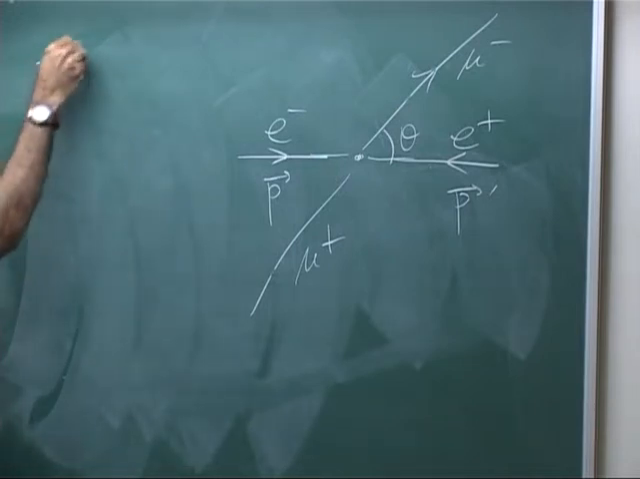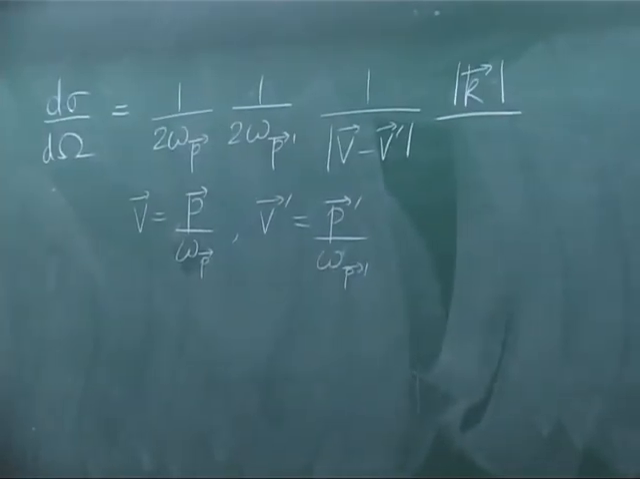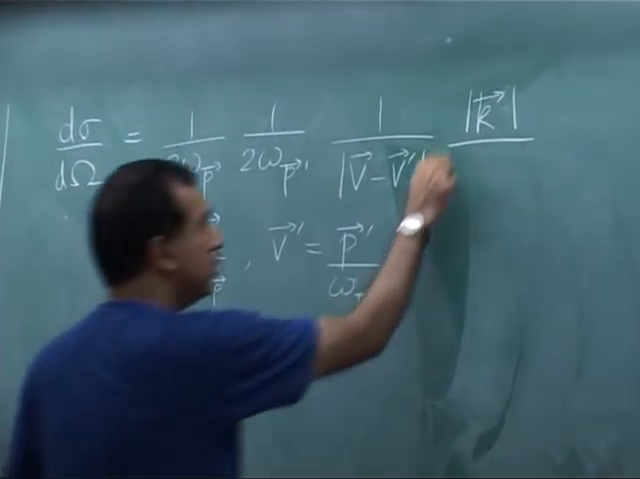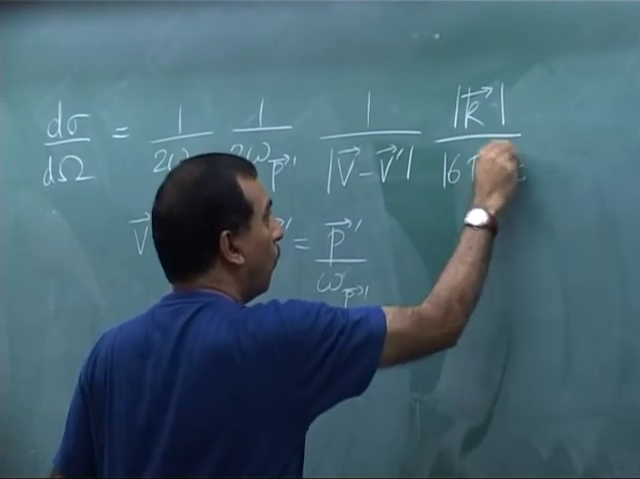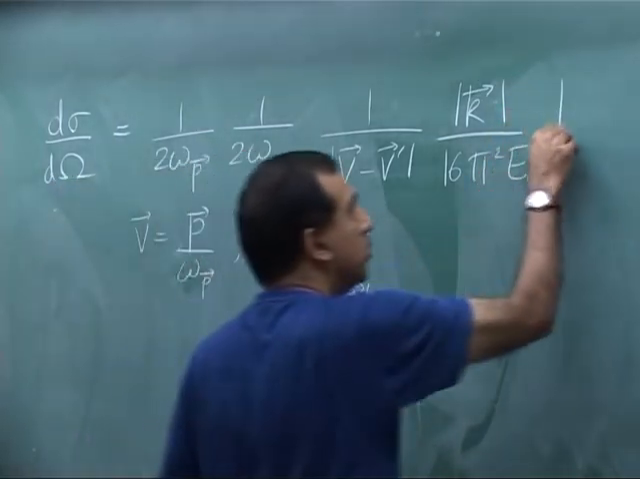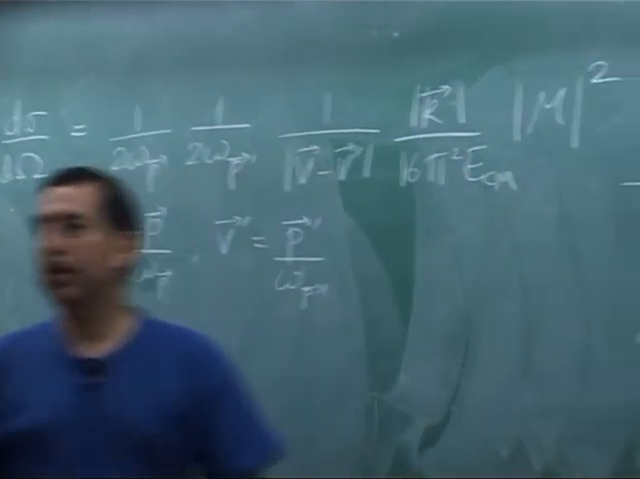So now I have mod K, which is the same as mod K prime. And then 16 pi squared E center of mass. Of course, E center of mass is the same as omega P and omega, well, it's half probably. So we'll connect all these quantities later. They are all pretty much the same up to factors of 2. Okay, all this, and finally, of course, m squared.